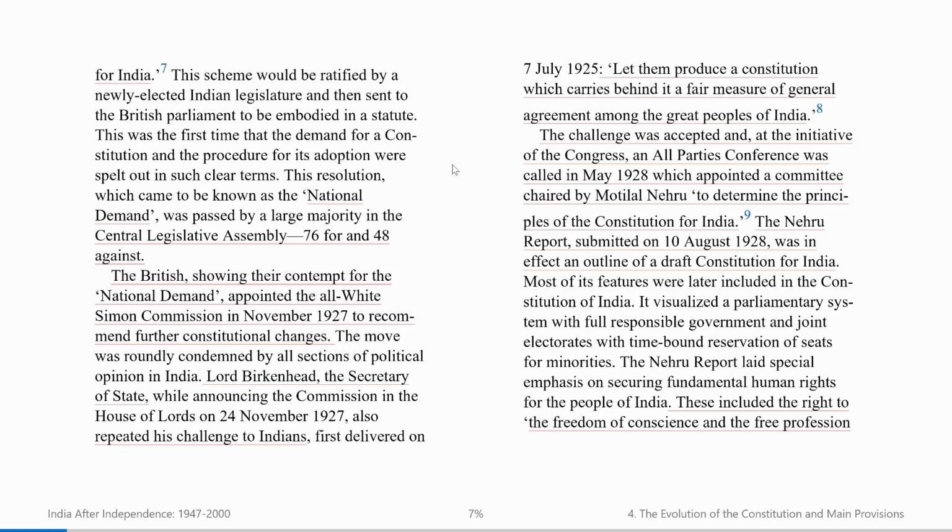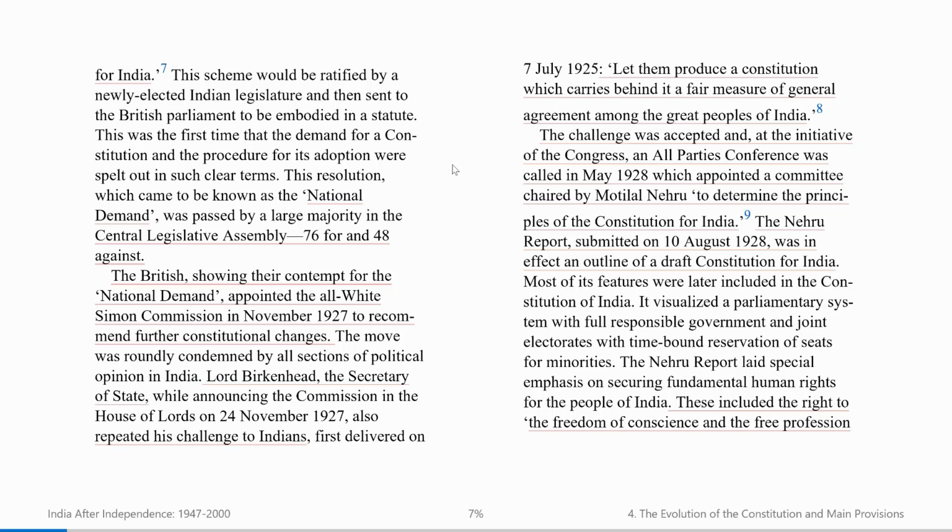And another thing they did was that the Secretary of State, Lord Birkenhead, said that let Indians first produce a constitution which has an agreement among the great peoples of India. Okay, and this was on 7th July 1925. In time, what the Congress and other parties did, they called for an all parties conference in 1928, and appointed a committee chaired by Motilal Nehru.